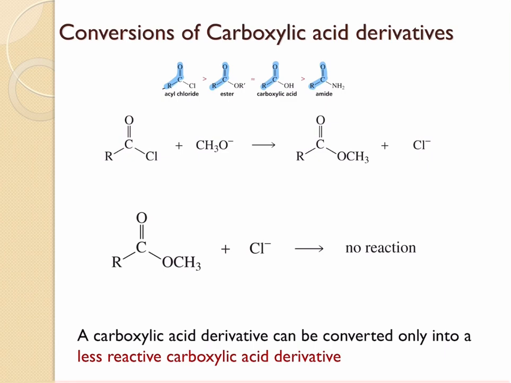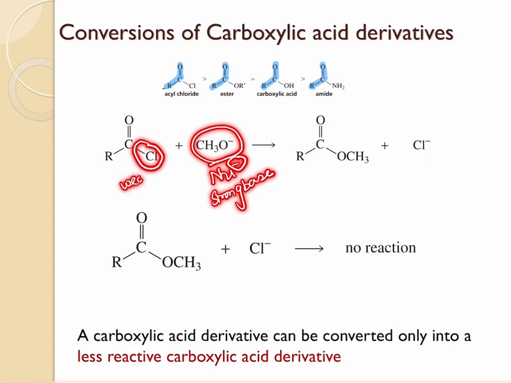So here is an example. So this is an acid chloride. When you react it with the methoxide ion, which is a nucleophile, obviously since this is going to be the stronger base, it's going to displace this weaker base, right? So this is a weaker base, and the stronger base is going to take the place of the weaker base, and it's going to give us the ester.